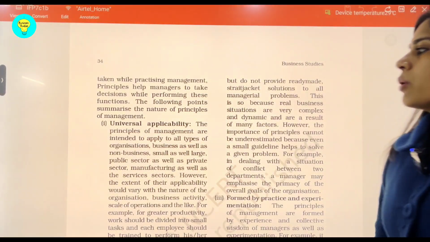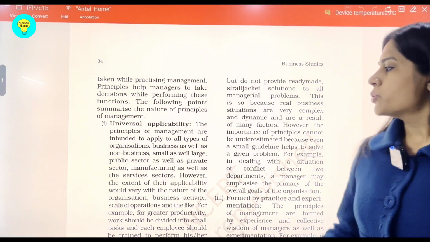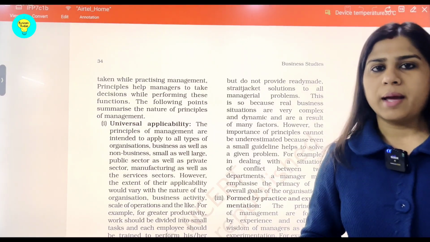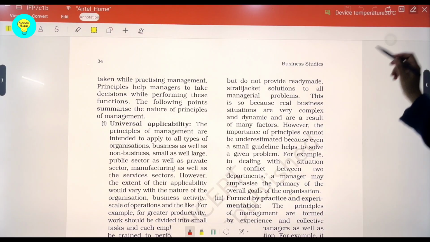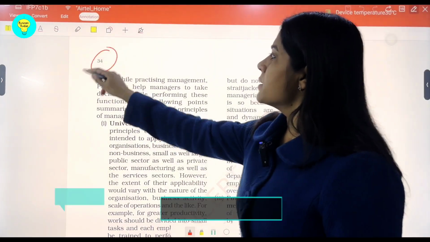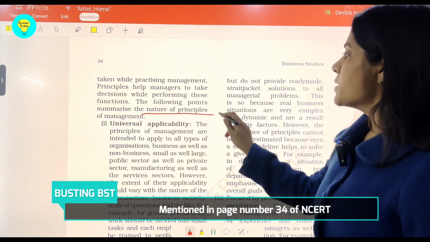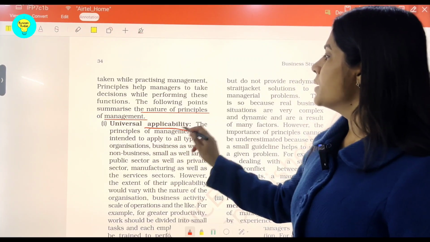Now let us see what NCERT has to say on this topic and what exactly you can write if it comes as a long question in the question paper. Otherwise, this will also help you to identify the one marker as one of the characteristics. So the very first, here you see students on page number 34 of the NCERT, they have depicted all these nature of principles of management, with the first one being applicability.